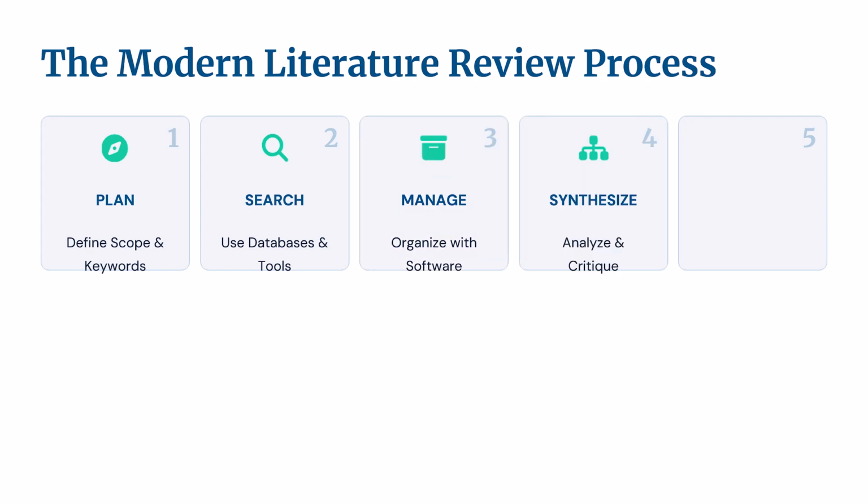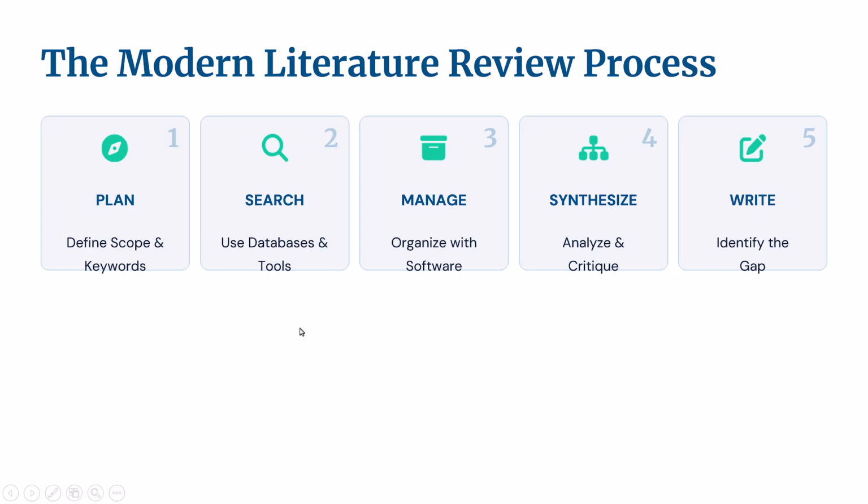Okay, the modern literature review process. We have five steps to conduct a literature review. The first step is to plan. The second, search. The third step, manage, organize our findings. The fourth step, synthesize. And the fifth step is to write. It is at that step that we have to identify the gap.